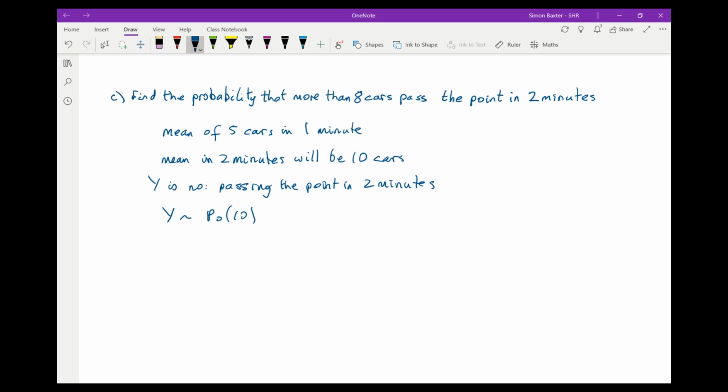Once again, that is an important part of your solution. It is the method, it's how you're doing it. Well, if we've now got y twiddle p naught 10, we want the probability that y is more than 8. That is 1 minus the probability that y is less than or equal to 8. Looking in my tables, that is 1 minus 0.3328, and that is 0.6672 to 4 decimal places.